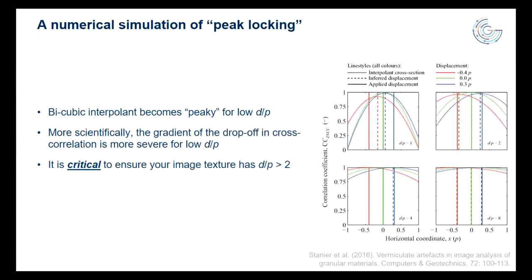And later on, I'm going to give you a couple of convenience equations in terms of the model geometries, the particle size, the D50 value, that will allow you to calculate this D on P value very quickly as you put together your experiments. Now, for me, it's critical that D on P is greater than 2. Ideally, it should be around about 4.